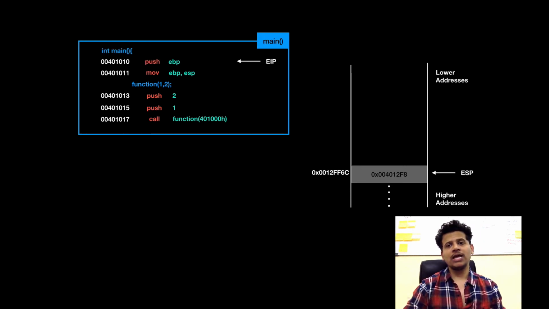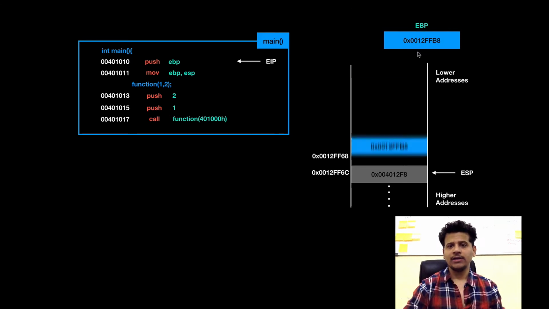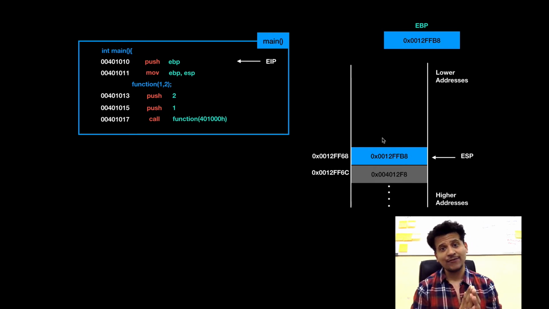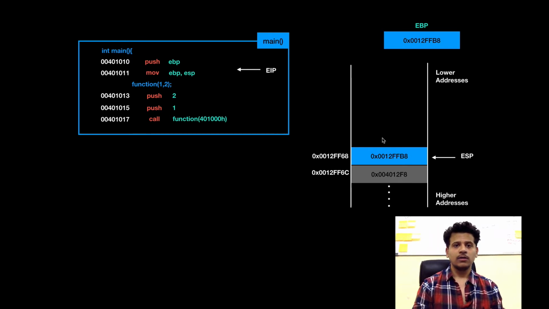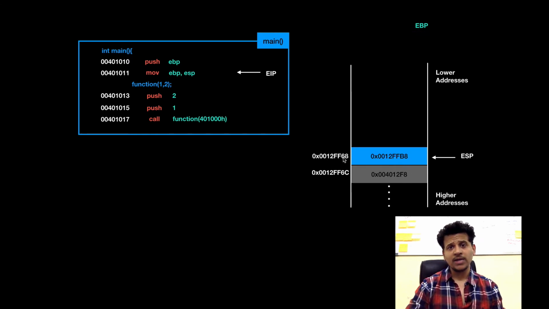First, we will push the EBP onto the stack. EBP is 0012FFB8, that will get pushed onto the stack. The 0012FFB8 is the initialization function's stack frame pointer. The next instruction is moving ESP into the EBP. That means the address pointed to by the ESP, 0012FF68, will get moved into the EBP to start the main stack frame here.